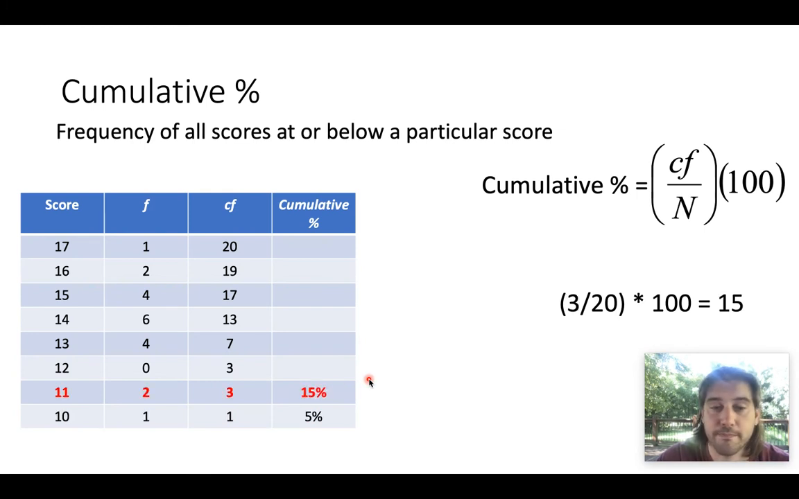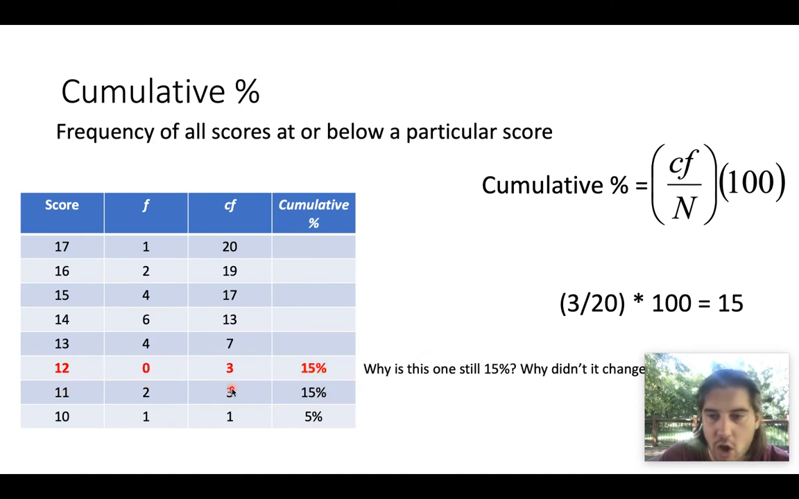Let's move on to the next one. 11. 2 people scored an 11, but there were 3 people at or below 11, right? So its cumulative frequency is 3. So I put that in the numerator, 3, divided by the same number, 20, because that's my number of participants, times 100 equals 15. Now be careful. This doesn't mean that 15% of people scored an 11. This means that 15% of people scored at or below an 11. The cumulative percentage up to this point.